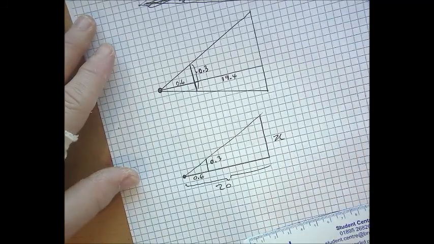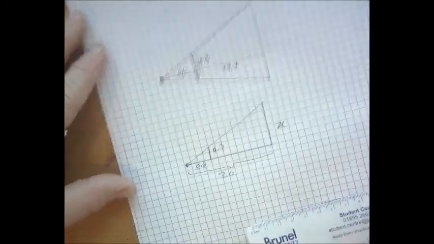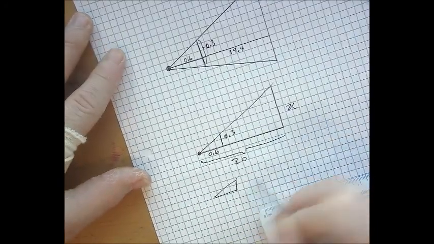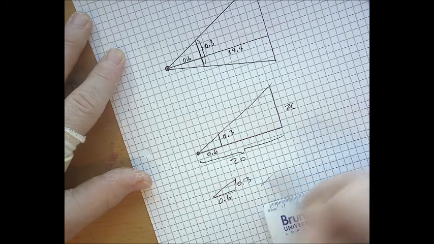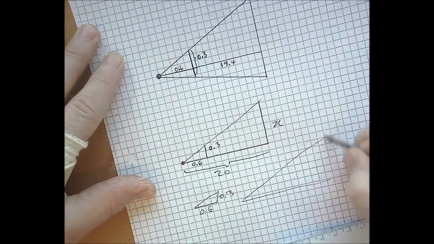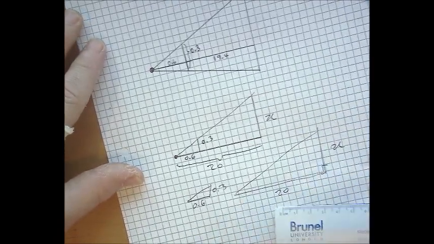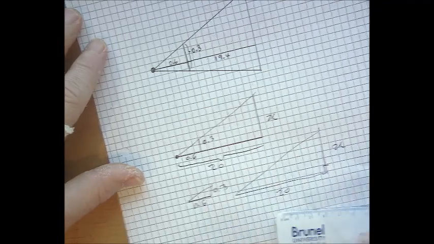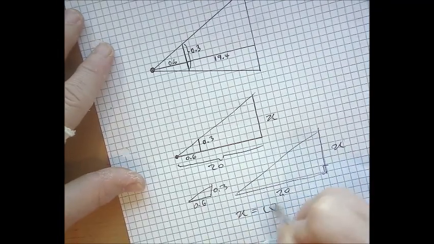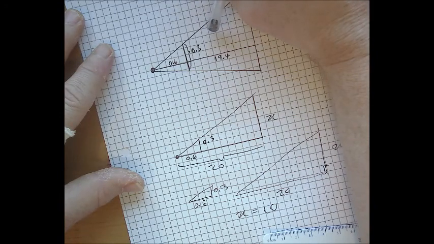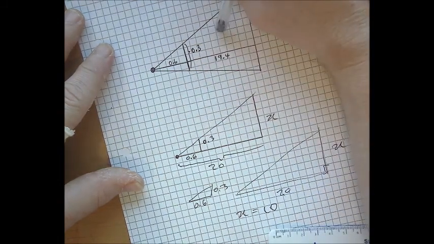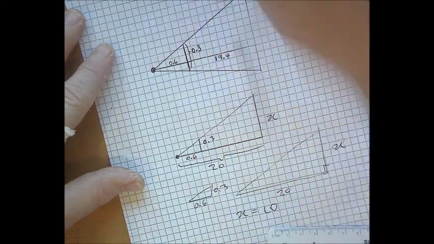Well, that's nested similar triangles. Draw the triangles out separately. 0.6, 0.3, 20, x. That to that is doubling, so that to that is halving. So that to that must be halving as well. So x equals 10, which means I think the answer on the sheet is wrong. Yeah, the answer on the sheet says it's 5. It seems pretty obvious to me that it's 10.